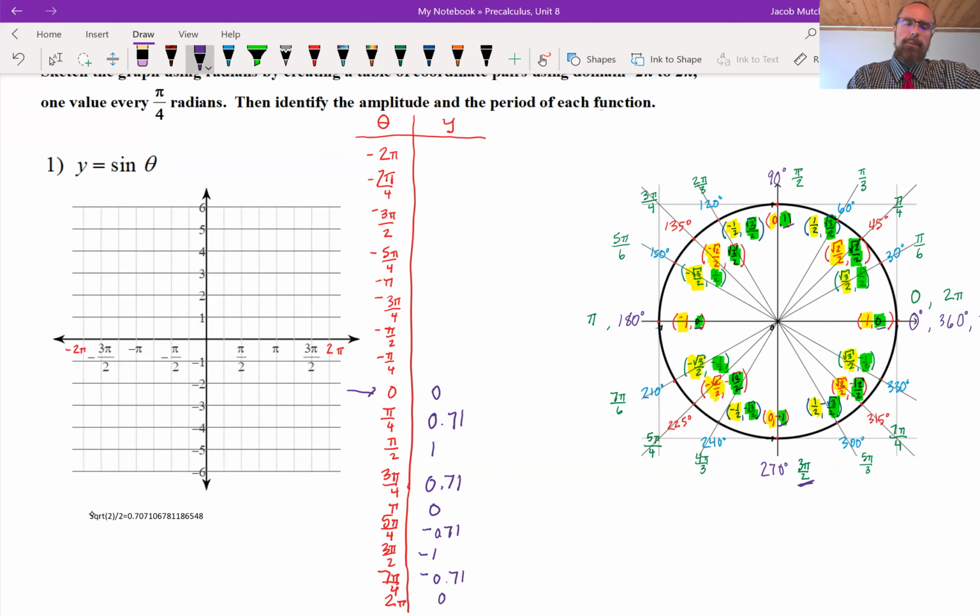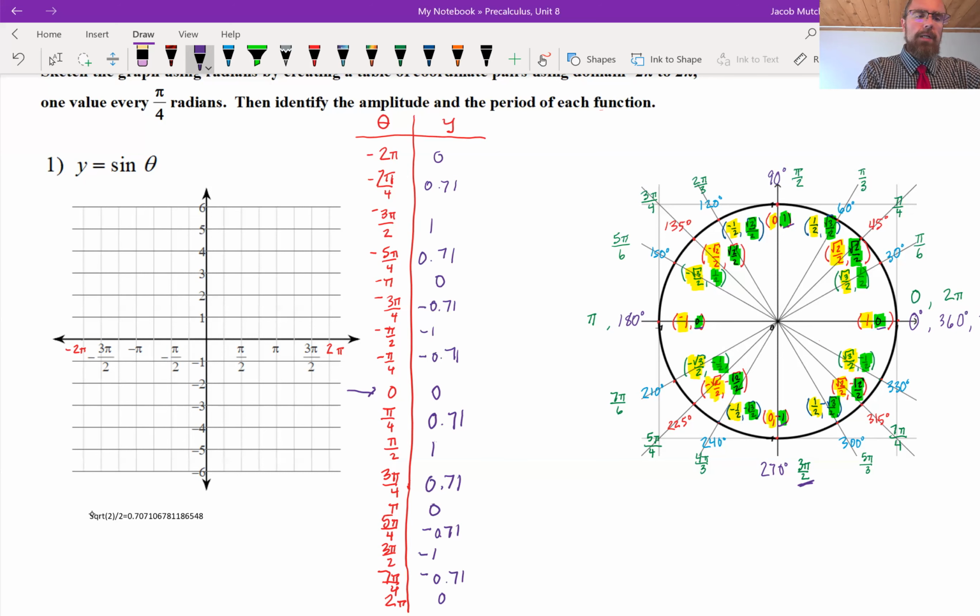So as I go to negative pi over 4, that should be negative 0.71, negative 1. And then it rises again, negative 0.71. At negative pi, I have the value of 0. Negative 5 pi over 4 is 0.71. Negative 3 pi over 2 is 1. Negative 7 pi over 4 is 0.71. Negative 2 pi back to 0. So as you can see, the values for sine, they are really irrational, but then again, they repeat over and over and over. So let's graph this one so we can see what the curve looks like.